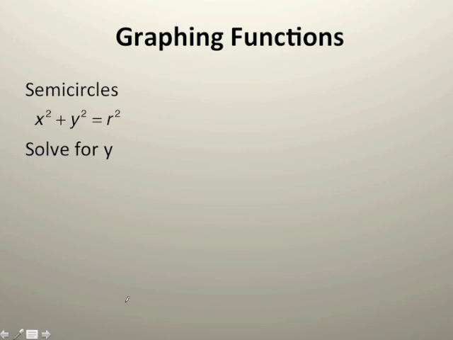Now we need to talk a little bit about semicircles. You can imagine a circle is not a function, but let's talk about semicircles. We're going to solve this equation for y. So I'll go y squared equals r squared minus x squared, and then I'll take the square root of both sides, and y will equal plus or minus the square root of r squared minus x squared.